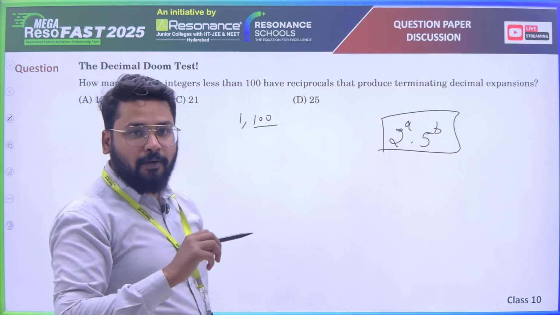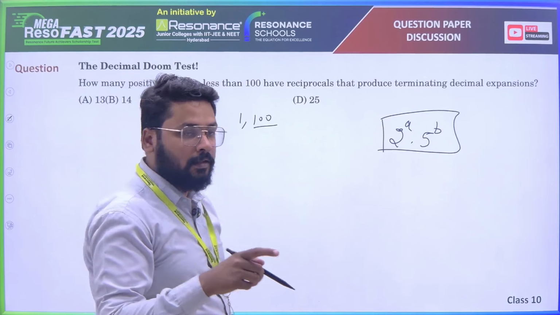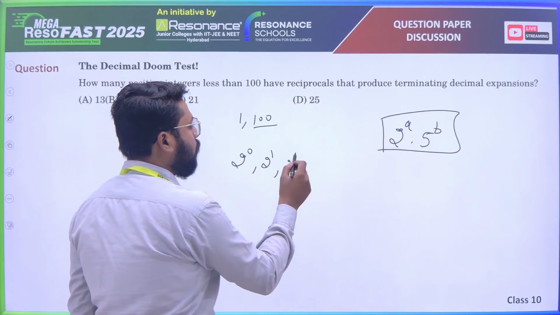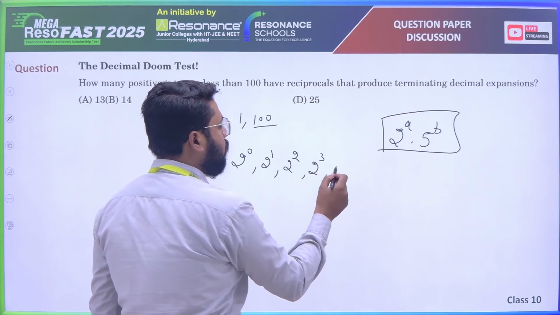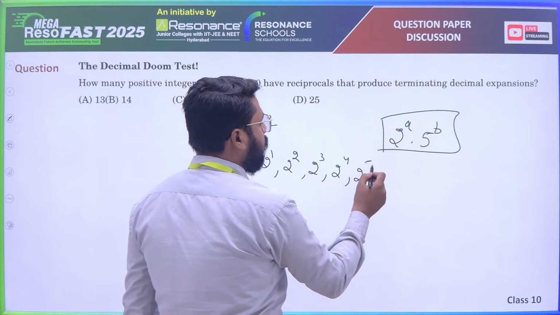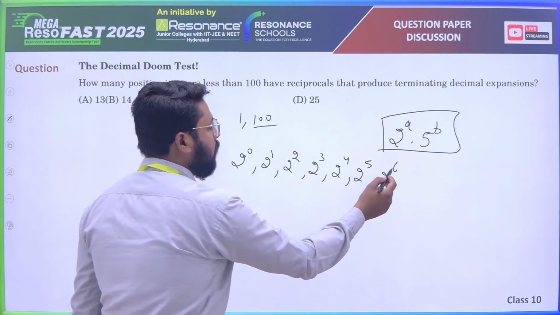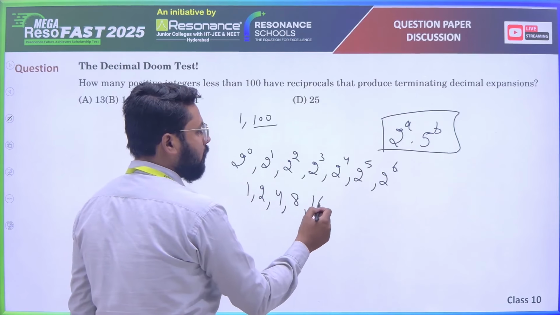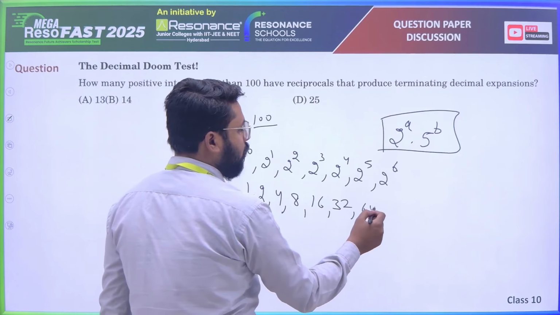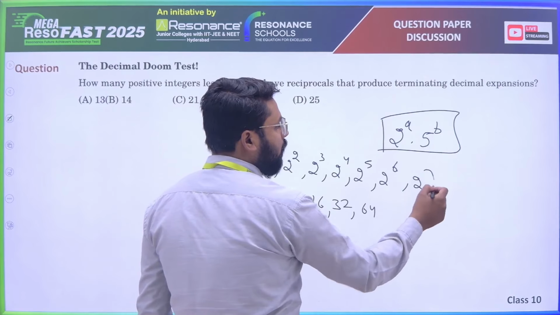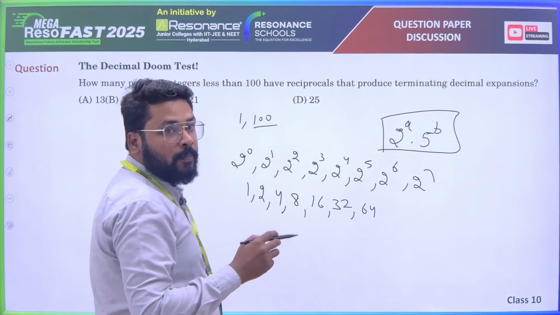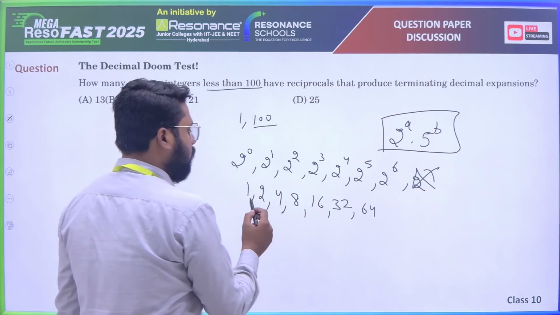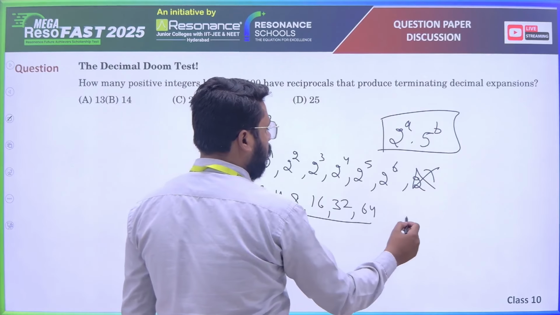First we will check powers of 2 that can satisfy this, okay. So we will go with 2 raised to power 0, 2 raised to power 1, 2 raised to power 2, 2 raised to power 3, 2 raised to power 4, 2 raised to power 5, 2 raised to power 6. So if you see, these numbers are 1, 2, 4, 8, 16, 32, 64. Next, if we take 2 raised to power 7, that will be 128. But our condition is less than 100. We will not take this number. So we have 7 numbers overall.